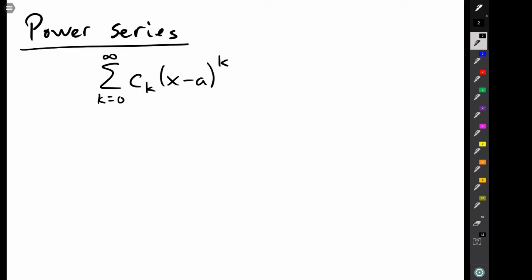Generally speaking, this series here will at least converge for x equals a because everything is going to be 0. But we're interested in saying, on how big of an interval could this converge? So here, each c_k and a, these are real numbers.